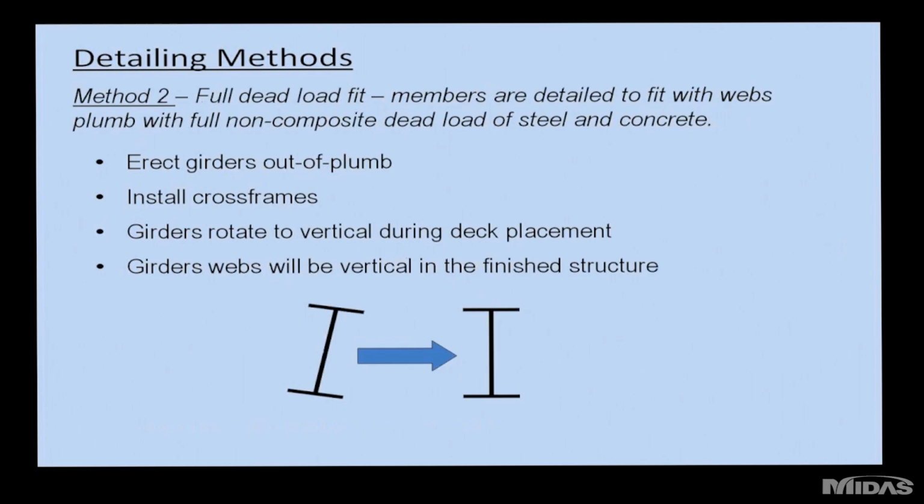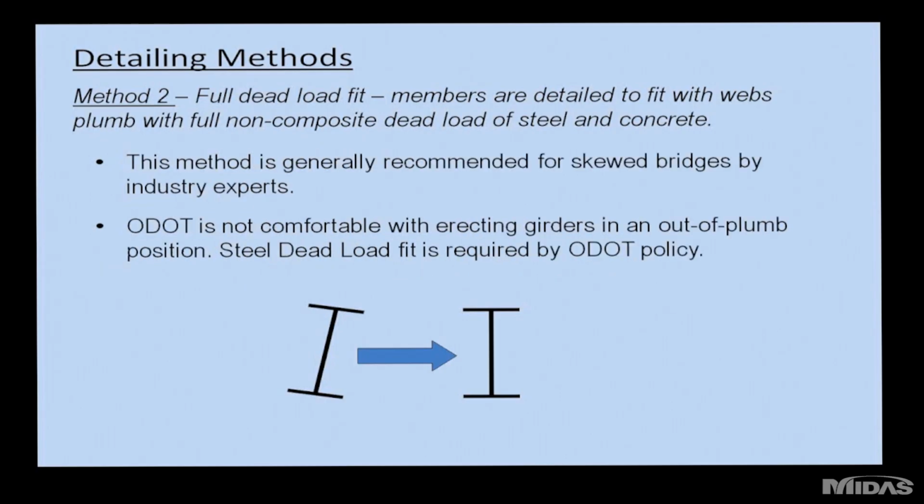An alternative method is to use full dead load fit. Here the girders are out of plumb when they are erected, meaning that the cross frames are sized to fit in the finished condition rather than in the erected position. So the girders have to be forced into position when the cross frames are installed. They're forced into a twisted orientation. Then, if everything deflects as predicted, when the load is added, the girders will then rotate to plumb in the finished structure. And this is the method that's generally recommended by industry experts for detailing a skewed structure.